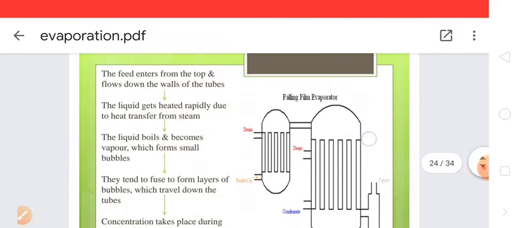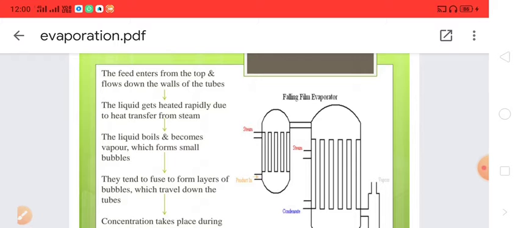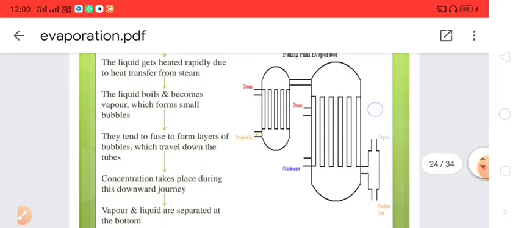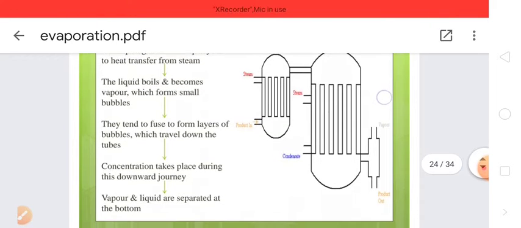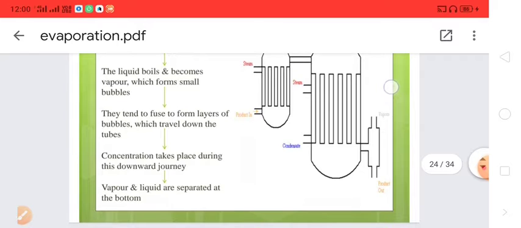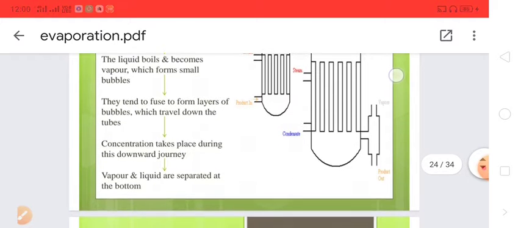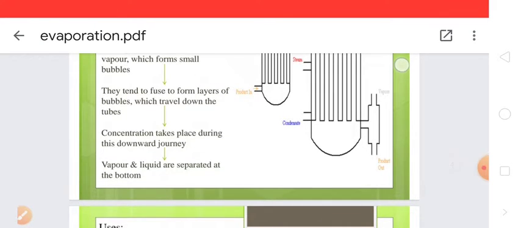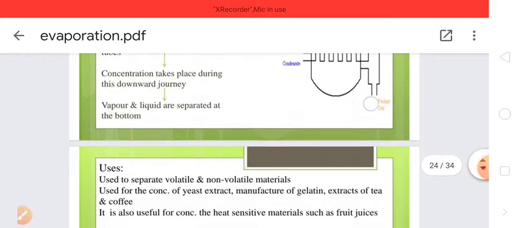The feed enters from the top and flows down the wall of the tube. The liquid gets heated rapidly due to heat transfer from the steam. The liquid boils and becomes vapor, which forms small bubbles. They tend to fuse to form a layer of bubbles, which travels down the tube. Concentration takes place during the downward journey. Vapor and liquid are separated at the bottom.